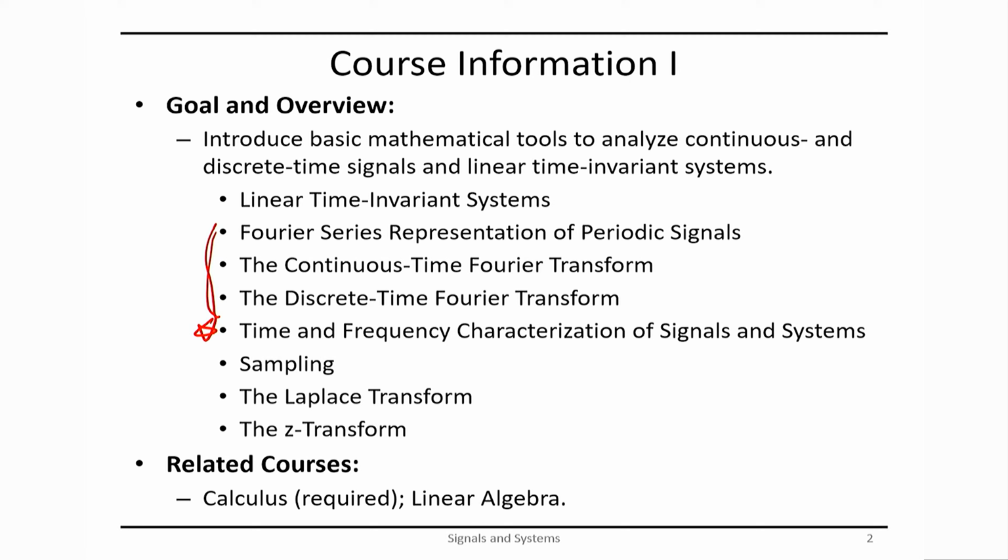So sampling is the process of taking certain values from a continuous time signal to convert it from continuous time to discrete time. So sampling is the process of converting continuous time signals to discrete time signals, okay? And you will learn what is the relationship between the frequency domain characteristics of a sampled sequence and its original continuous time signal. Okay.